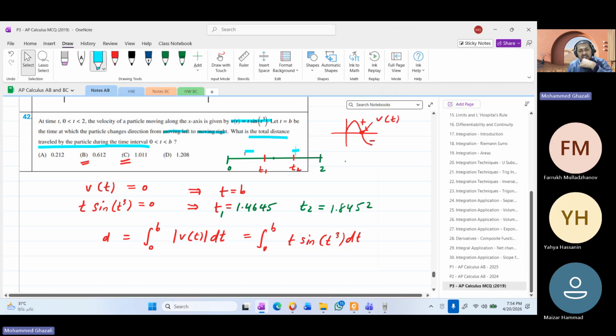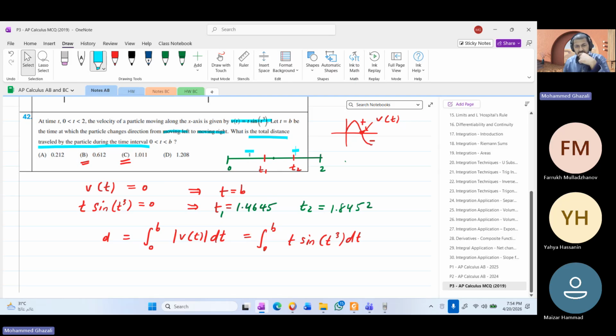But we want the distance traveled. Because we want the distance traveled and it's changing from left to right, obviously this was positive, that was negative. We need the distance traveled to the highest b value. So I will choose option C. I'll go with the highest b value.